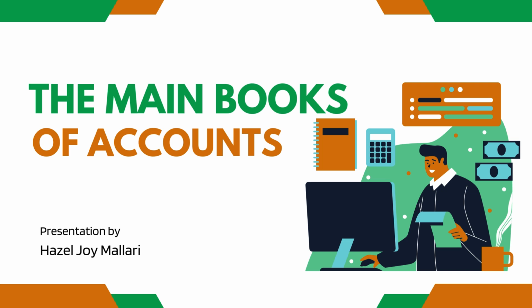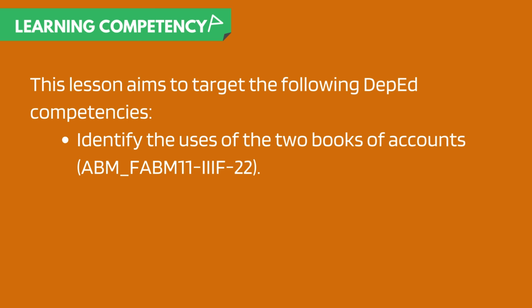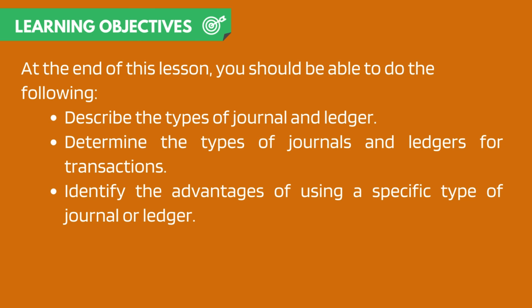Our next topic is the main books of accounts. The learning competency in this lesson is to identify the uses of the two books of accounts. Learning objectives. At the end of this lesson, you should be able to do the following: describe the types of journal and ledger. Determine the types of journals and ledgers for transactions. Identify the advantages of using a specific type of journal or ledger.